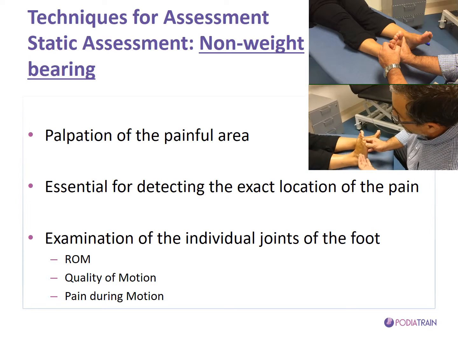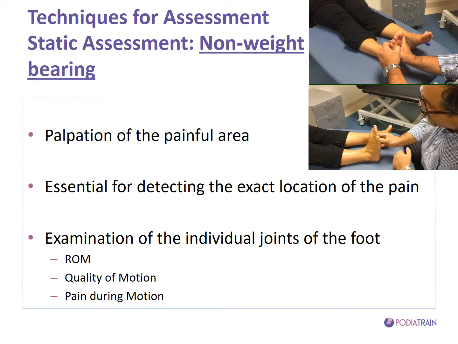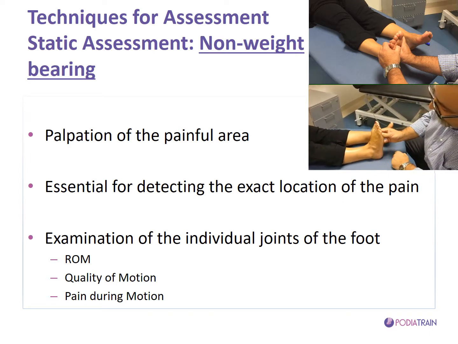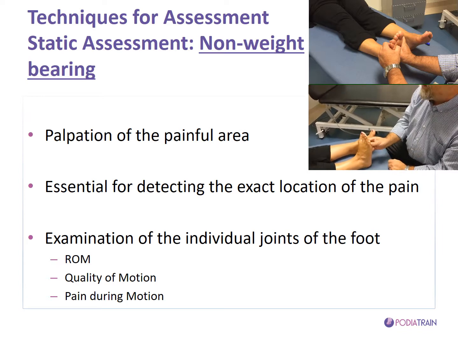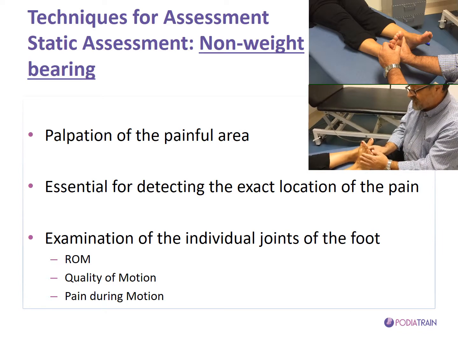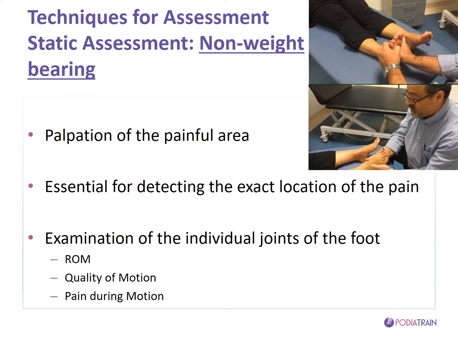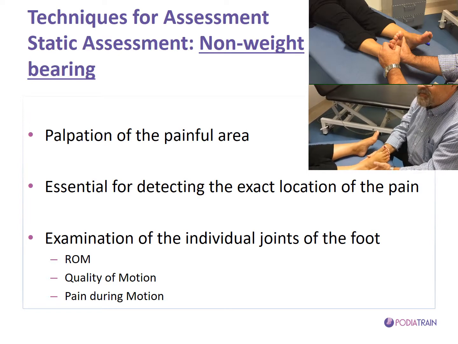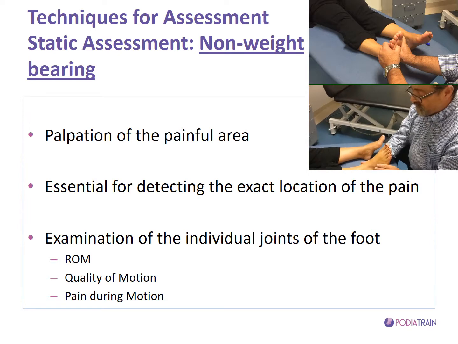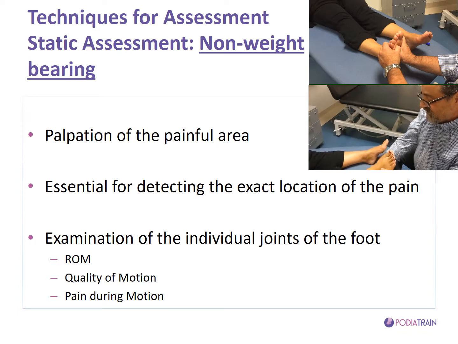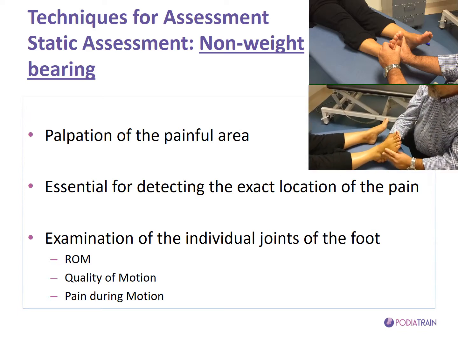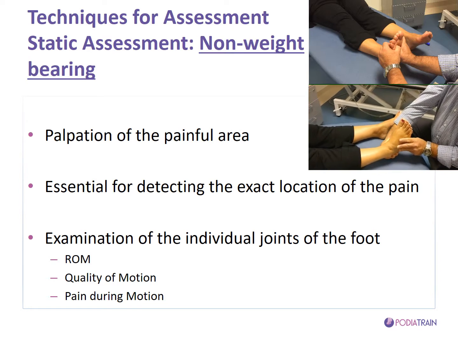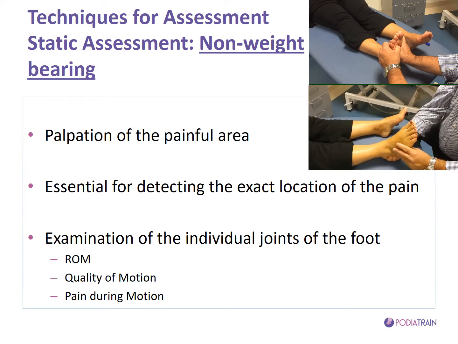So my first diagnosis in this patient would be limited ankle dorsiflexion, or in podiatric terms, what we call ankle equinus. The next joint that we're going to look at is the subtalar joint. As we know, the subtalar joint gives us inversion and eversion, and there is twice as much inversion as there is eversion.